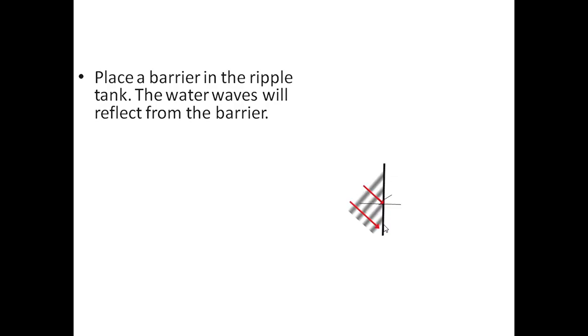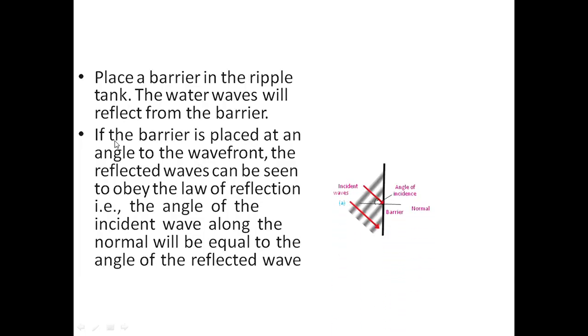So if this is the barrier and wave will hit the barrier like this, if the barrier is placed at an angle to a wave front, the reflected wave can be seen to obey the laws of reflection, which is the angle of the incident wave along the normal will be equal to the reflected wave like this. So as the wave comes, it hits the barrier and basically reflects back like this.